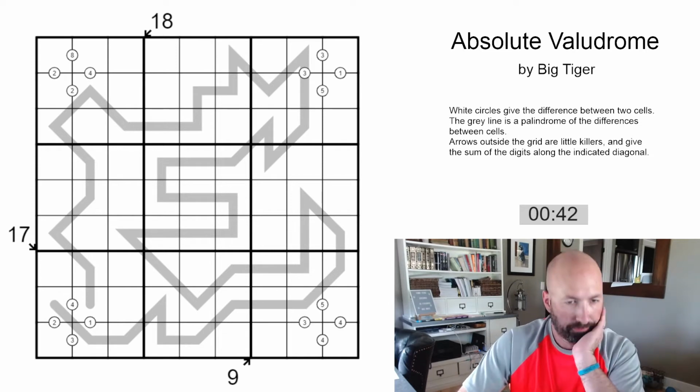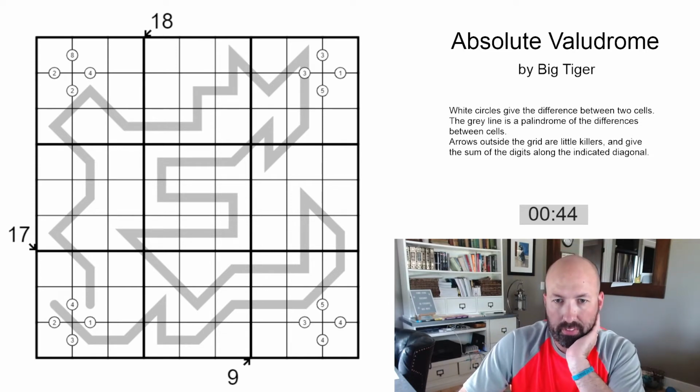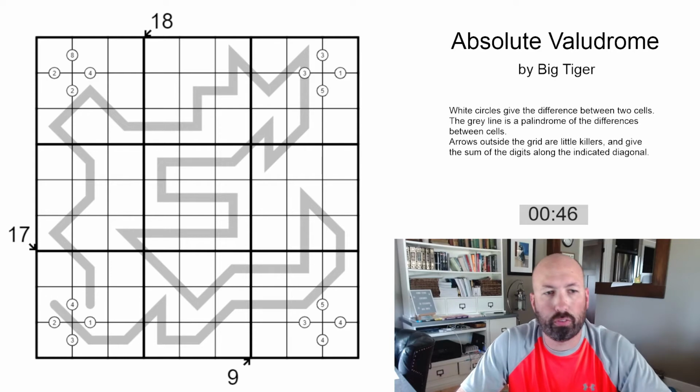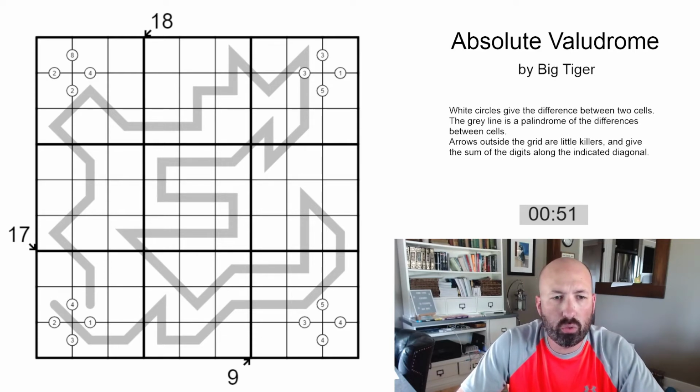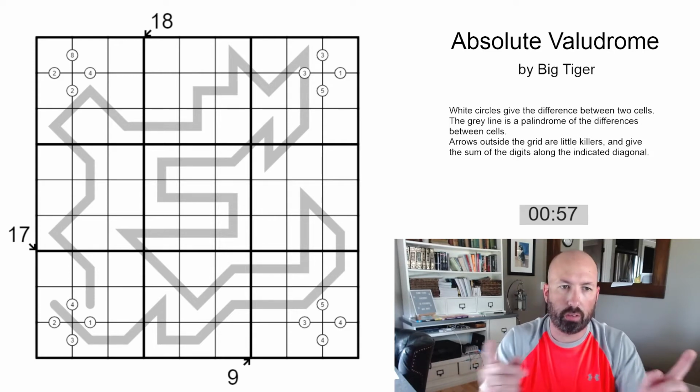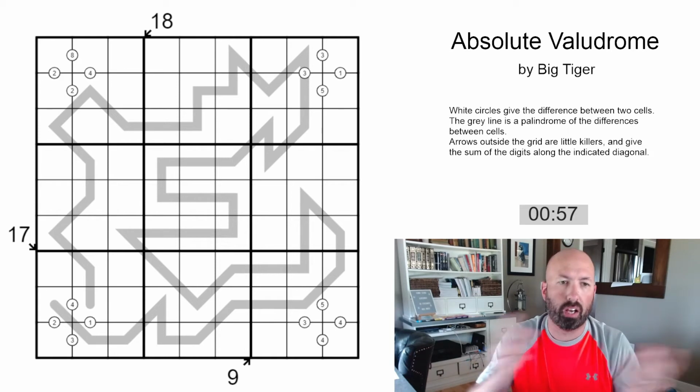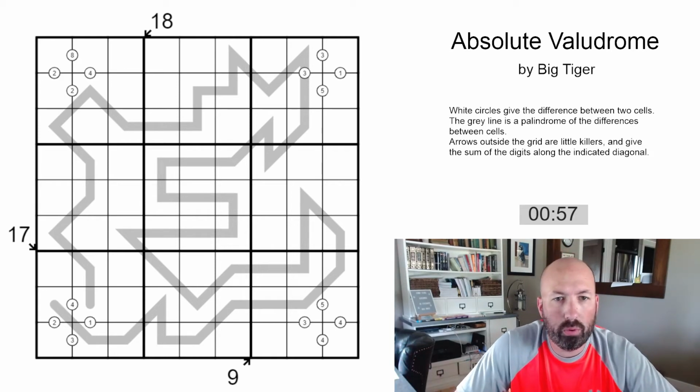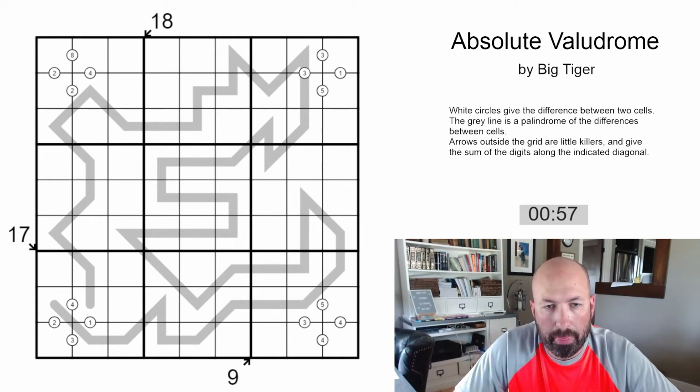So the rules. The white circles are normal difference rules. Now, this is called Absolute Valudrome, and the rules on Logic Masters Germany actually talk about absolute values between cells, but I'm just going to think of those as differences. I read through the rules, and it's differences is what it is. He's calling it absolute values because either one could be the big one, but just the difference between the two. So the white ones are normal difference circles.